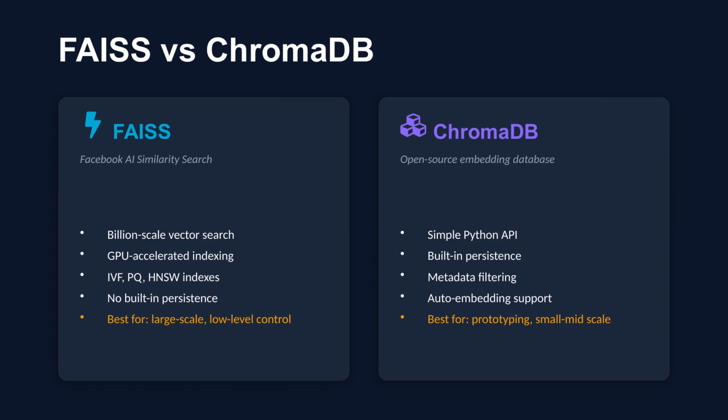ChromaDB is the opposite. Simple Python API, built-in persistence, metadata filtering out of the box. Auto-embedding support. Best for prototyping and small to mid-scale projects. Start with ChromaDB. Move to FAISS when you need scale.